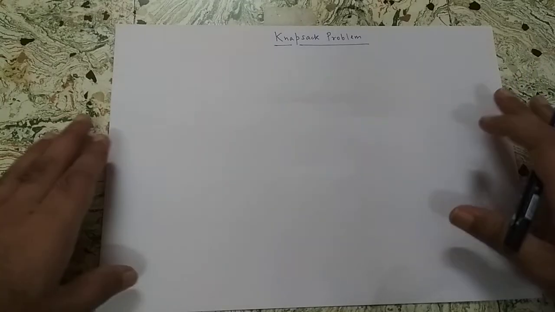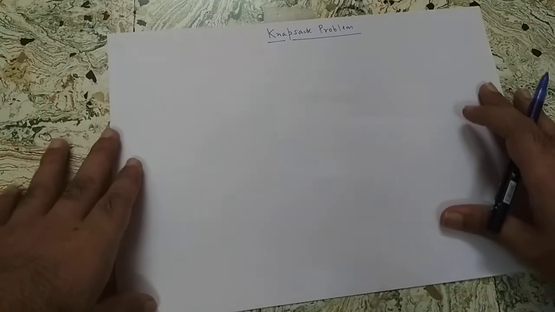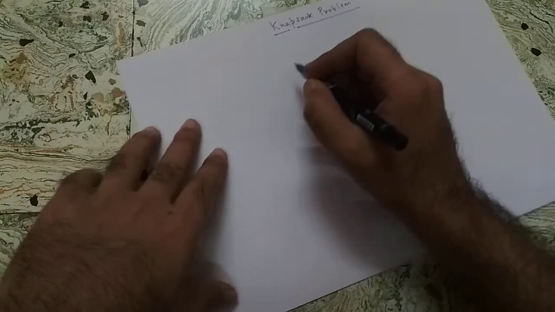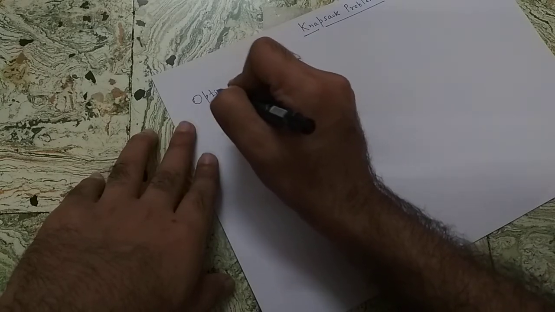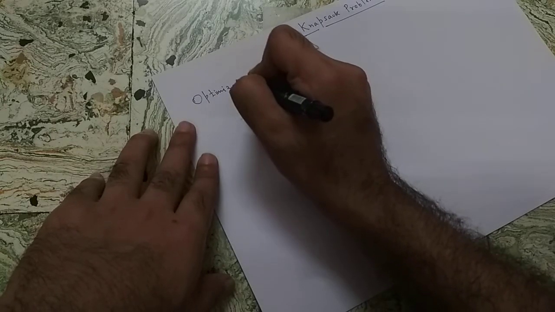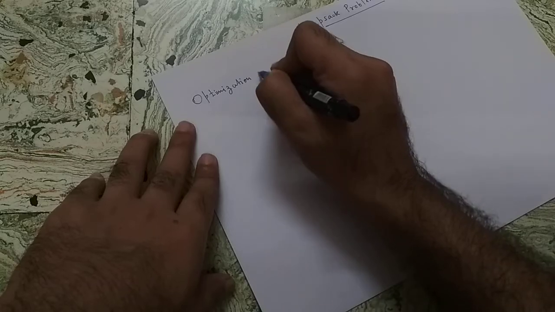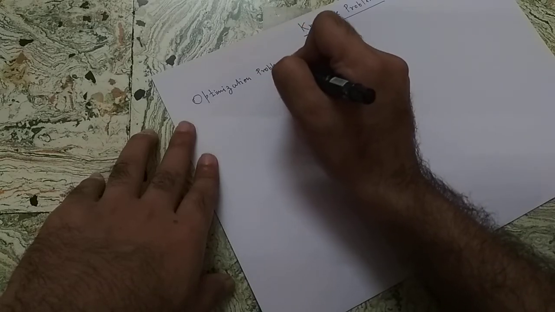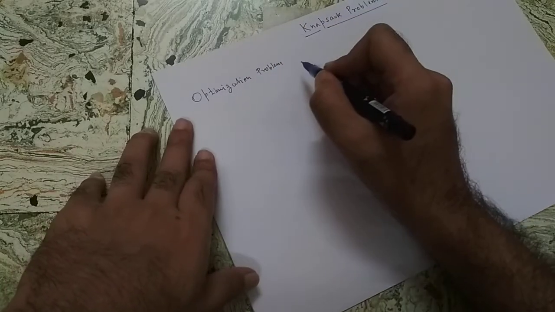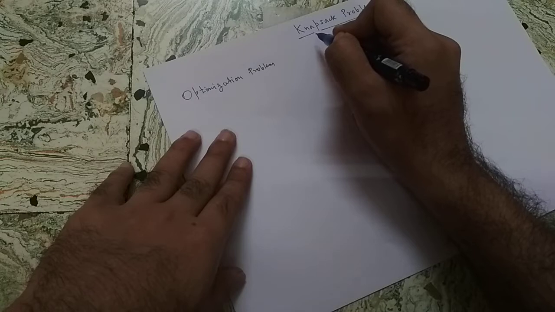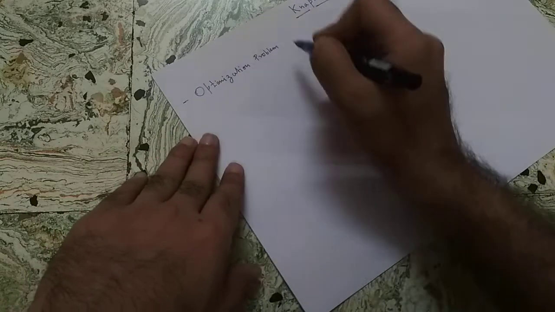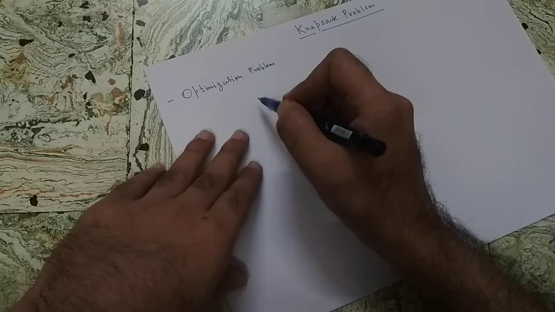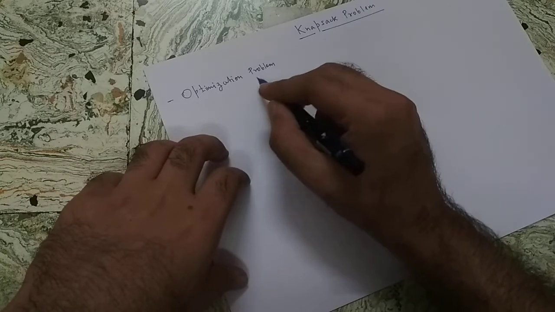Okay, in this video we will be discussing the knapsack problem. The knapsack is a famous optimization problem, and it involves two types. You have two kinds of knapsack problems. So this is the one point I am trying to make, that it is an optimization problem. We'll see how it is an optimization problem.